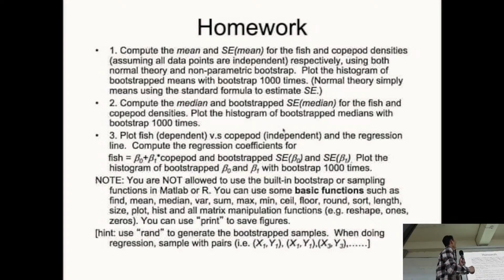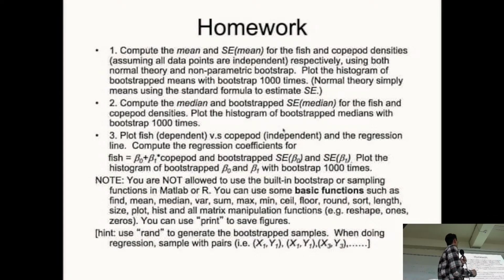Now, I assume all the data points are sampled independently. You don't worry about spatial variation. You don't worry about the season. Assuming all the data are sampled independently, I want you to calculate the mean and standard error of mean for fish and copper density independently, the total fish density and total copper density. There are only, I think, 36 data points. So you use those 36 data points to calculate the mean and the standard error of mean, right?